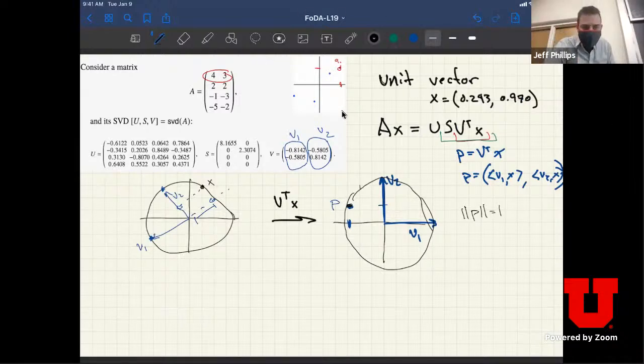Okay, what's the question? X is a unit vector in the direction of the point? Well, no. X is a unit vector. I've just chosen an arbitrary unit vector, 0.243, 0.97. Yeah, great. Okay, good.